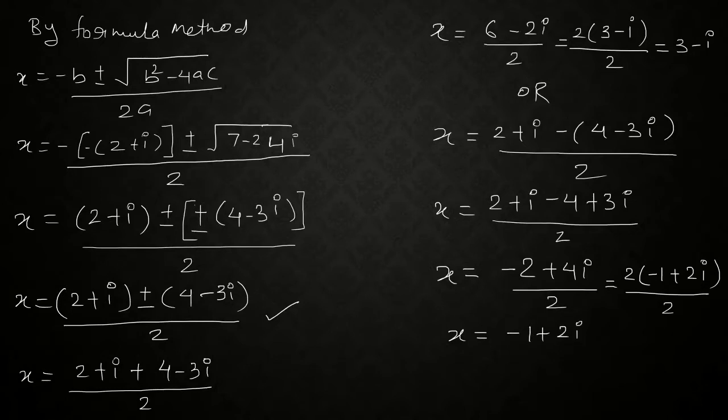So we are getting two answers. One answer is 3 minus i and the second answer is minus 1 plus 2i. So we will write our solution set as 3 minus i, which is the first answer, and the second answer is minus 1 plus 2i. These are the answers of the quadratic equation, and these answers are complex.